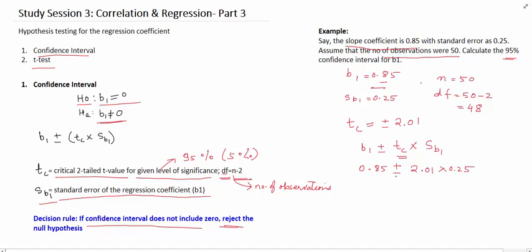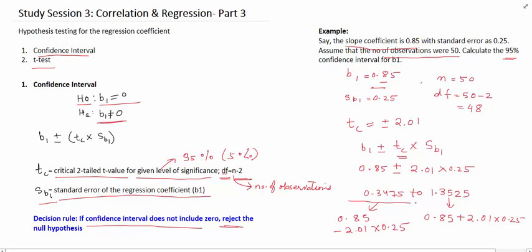If you calculate this, you get a range of 0.3475 to 1.3525. This you basically get from 0.85 minus 2.01 into 0.25, and 0.85 plus 2.01 into 0.25. So this is the confidence interval that you get for the regression coefficient.